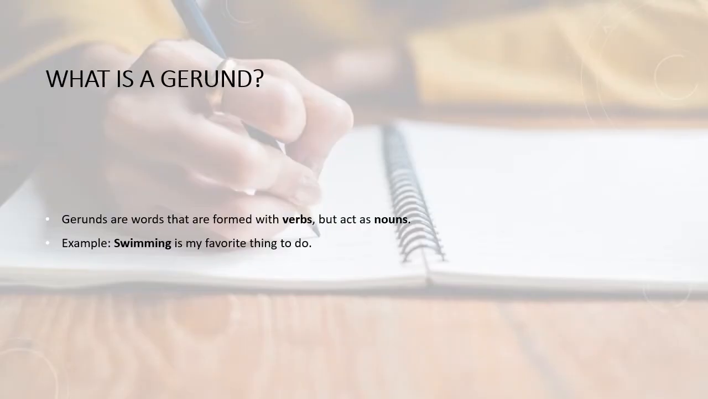The first question we can ask ourselves is, what is a gerund? Well, gerunds are words that are formed with verbs, but they act as nouns. For example, swimming is my favorite thing to do. Swimming here is a gerund and functions as a noun.